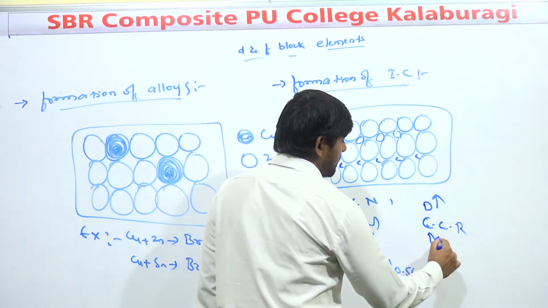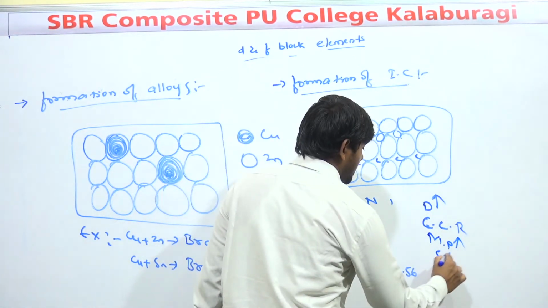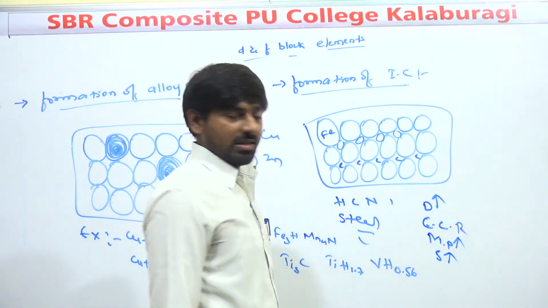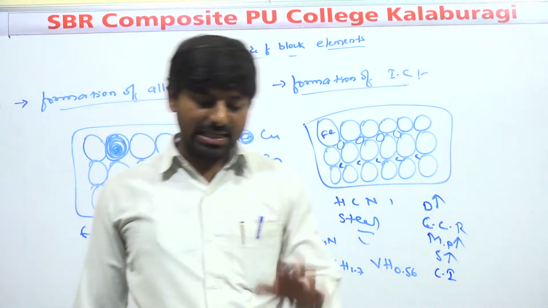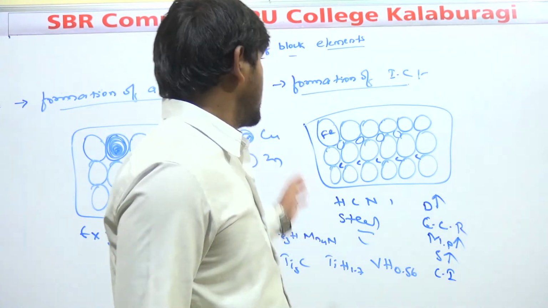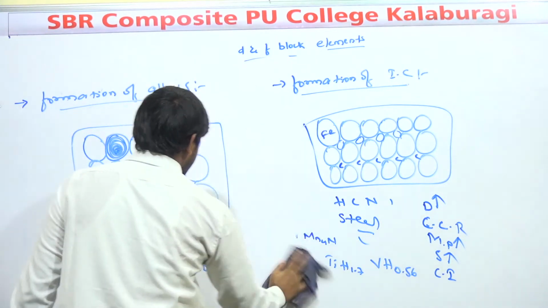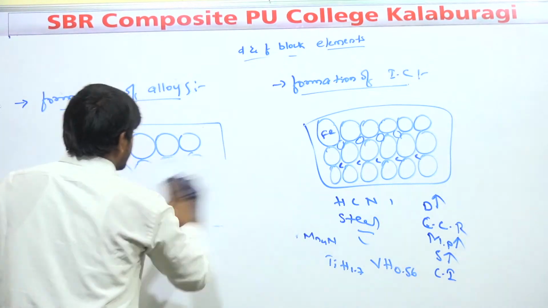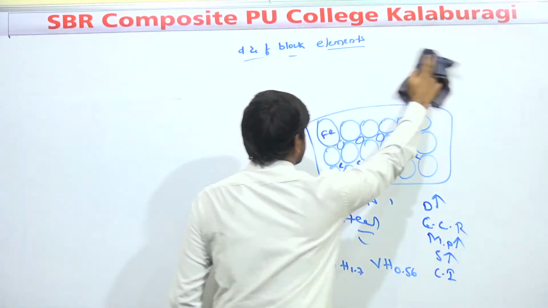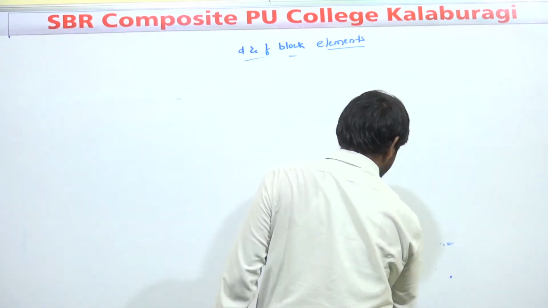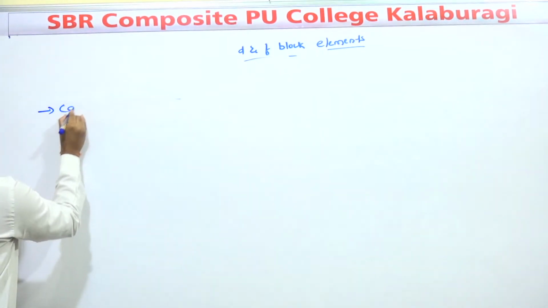Now, its melting point will increase, its strength will increase, and it is chemically inert. It will be chemically inert. So, this is all about the formation of interstitial compounds. Now, the next heading is catalytic property.